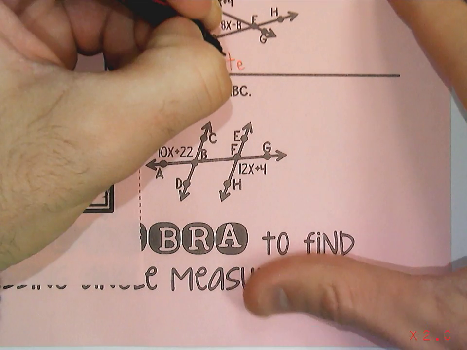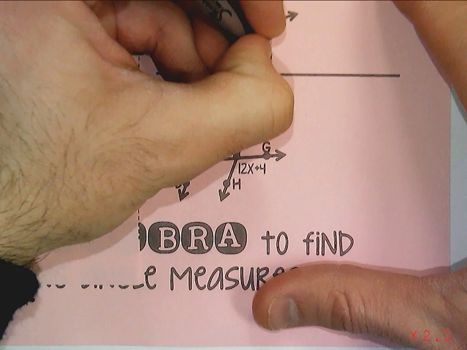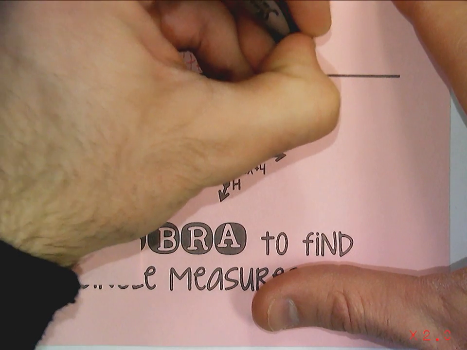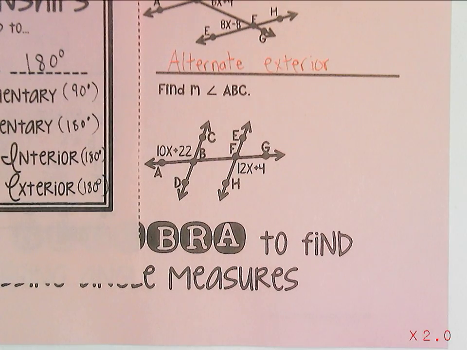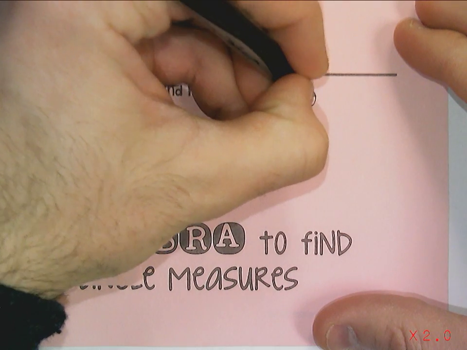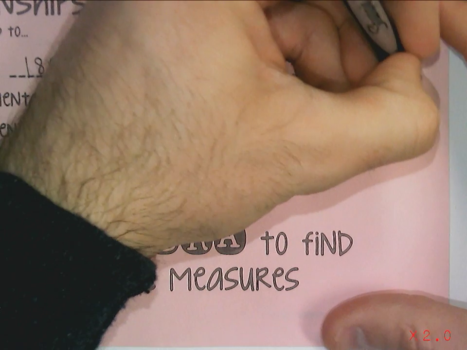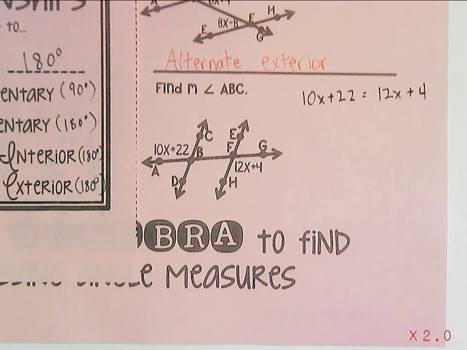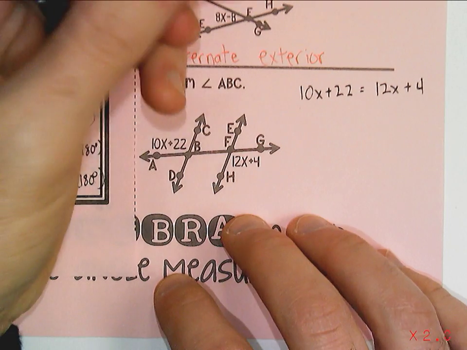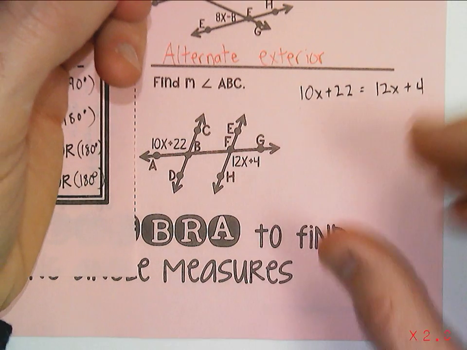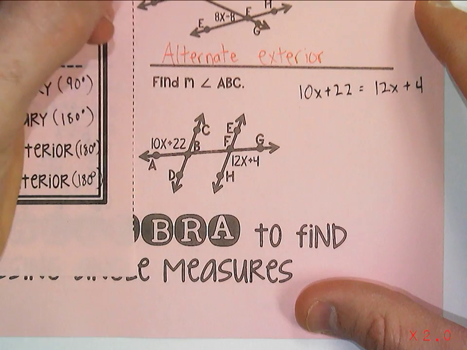I'll just say alternate exterior, since we know their angles. And again, these are equivalent to each other. So we're going to do the same thing we did with vertical angles. We're going to say 10x plus 22 is equal to 12x plus 4. Going to take the same approach here, get all my x's to one side, get all my constants to one side, divide by whatever's in front of x, and hopefully that gets x alone and gives us a value for it that we can substitute back in.